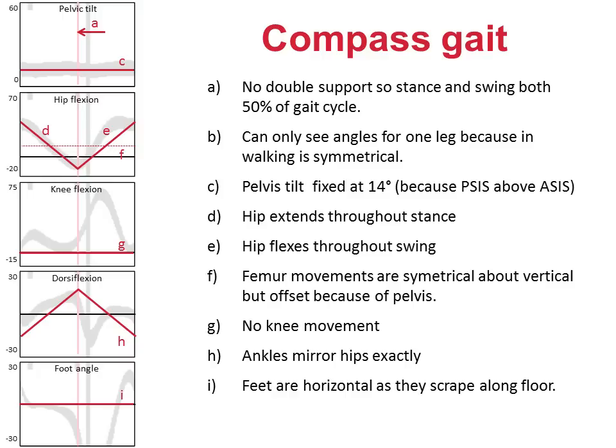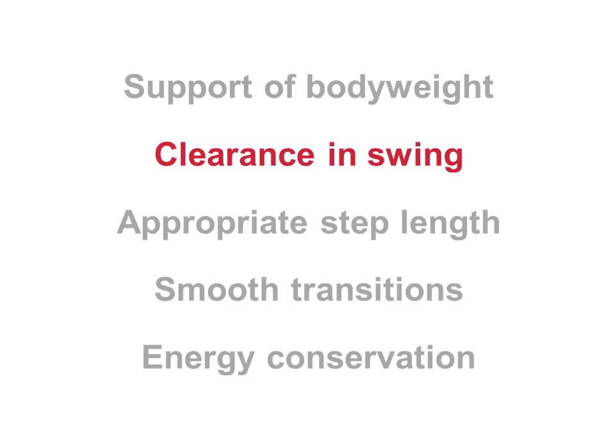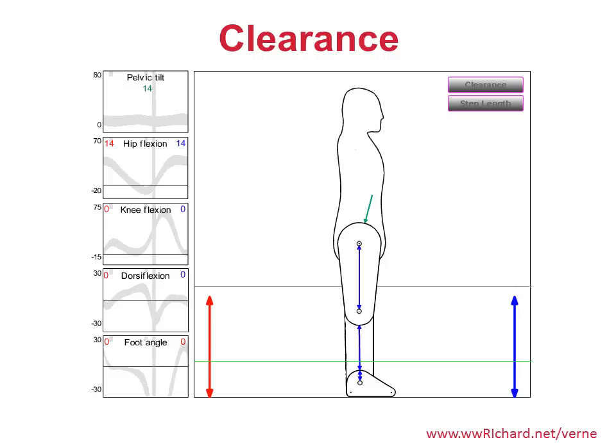Looking at the graphs, you'll see that compass gait gives quite a reasonable picture of normal hip and pelvic movements, but is not particularly convincing anywhere else. To start to understand why the other graphs are so different, we need to understand how movement is modified to achieve the other requirements of walking. We'll start off by looking at clearance in swing. To explore this, we're going to use eVern.